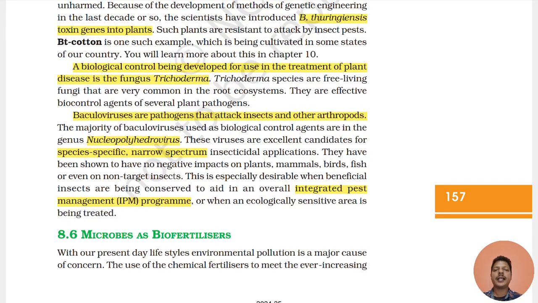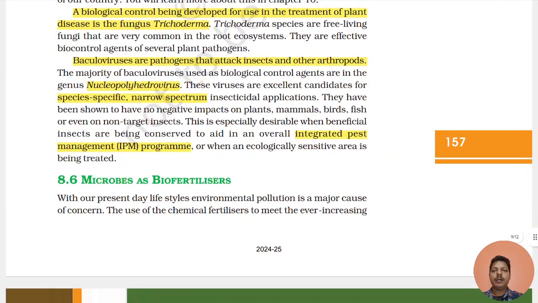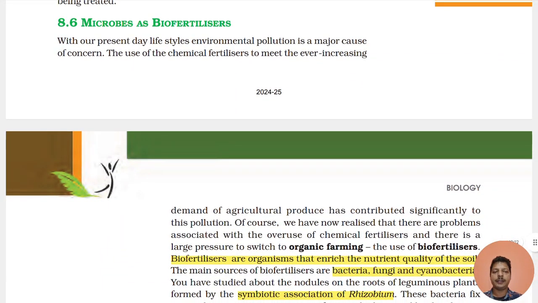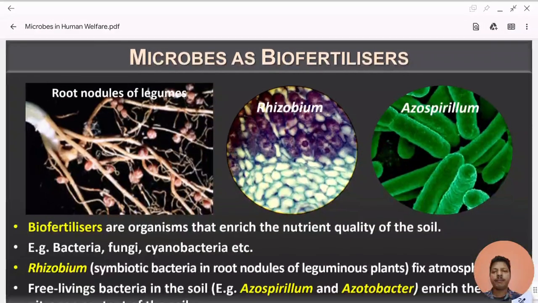Baculoviruses are pathogens that attack insects and other arthropods, and they come from the genus Nucleopolyhedrovirus. These viruses are species specific, meaning they only attack that particular insect, and narrow spectrum, not a wider spectrum. And the full form they will ask is IPM, integrated pest management. Then microbes as biofertilizer. Let's see the PDF here.